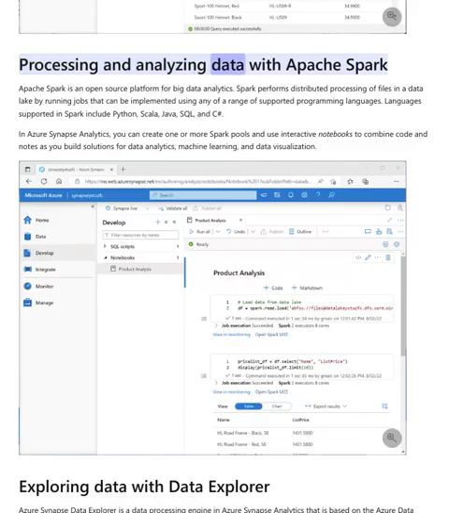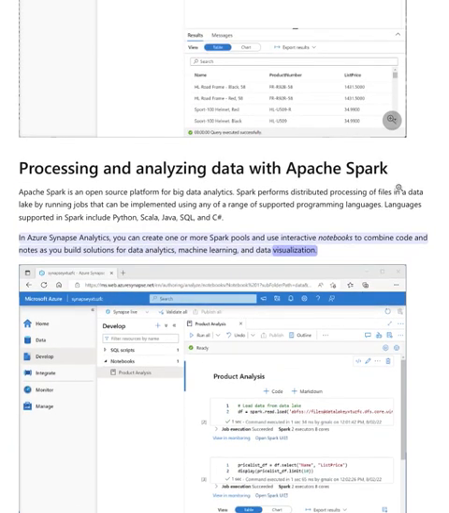Processing and analyzing data with Apache Spark. Apache Spark is an open-source platform for big data analytics. Spark performs distributed processing of files in a data lake by running jobs that can be implemented using any of a range of supported programming languages. Languages supported in Spark include Python, Scala, Java, SQL, and C#. In Azure Synapse Analytics, you can create one or more Spark pools and use interactive notebooks to combine code and notes as you build solutions for data analytics, machine learning, and data visualization.